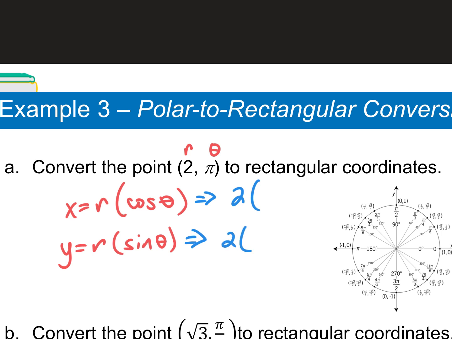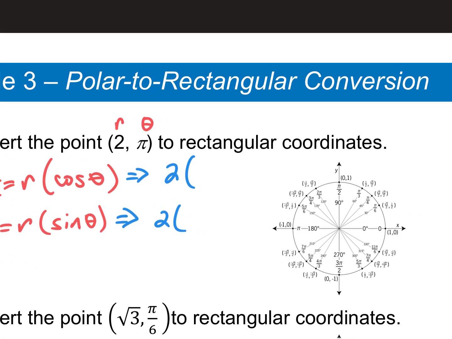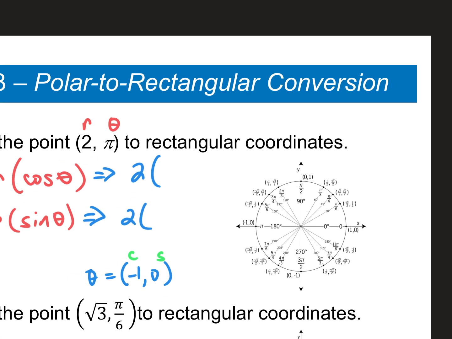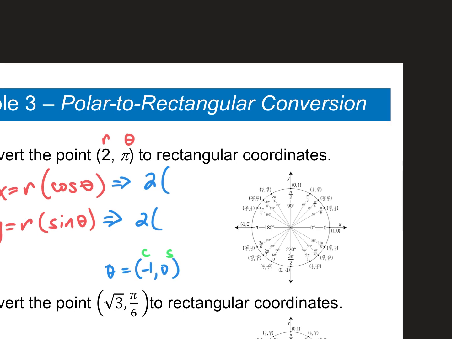So now I need to know the cosine of theta and the sine of theta. Well, I have my unit circle here. The angle that we're talking about, our theta, is pi. What is the ordered pair at pi? (-1, 0). So remind yourself, the first value is your cosine, the second value is your sine. So x equals r times cosine of theta, I'm going to say it's 2 times, what is the cosine of this theta? -1, good. And then for the y, it's 2 times the sine.